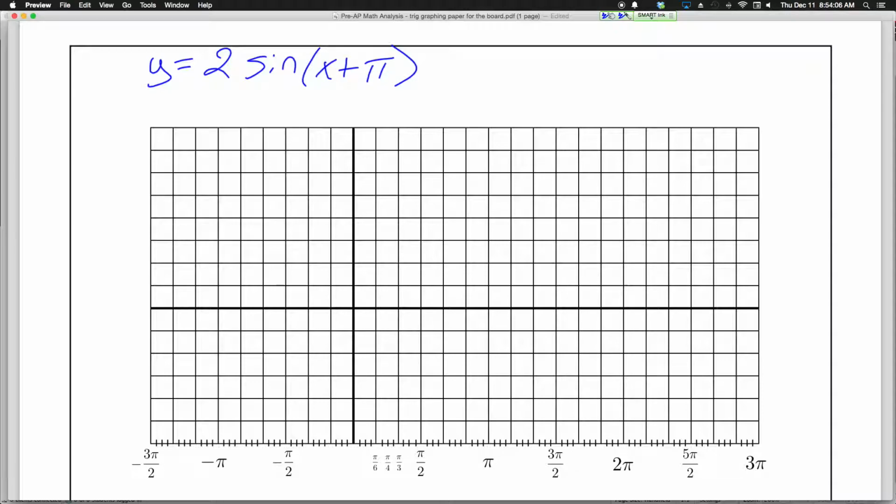So I have y equals 2 sine of x plus pi. So we're going to start out just like we did yesterday and find the amplitude and the period.